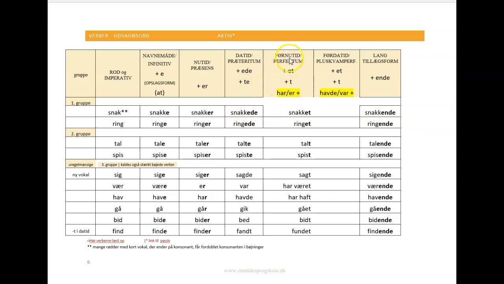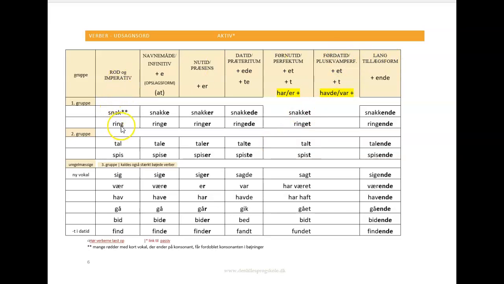For present perfect in Danish, førnutid, you add et, and then you also have to use a helping verb, which can be either har or er, and there are also other possibilities, but they're not mentioned here. So you have to use har or er, mainly har, and then the root form plus the et. So for instance, har snakket, have talked. This is what we're going to talk about right now. We're not going to talk about these two forms right now.